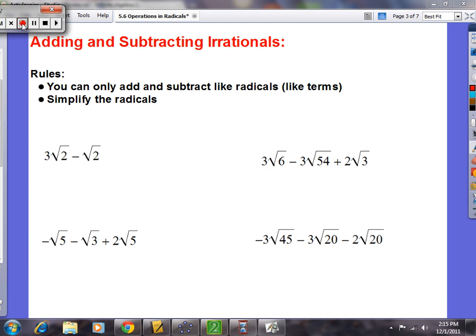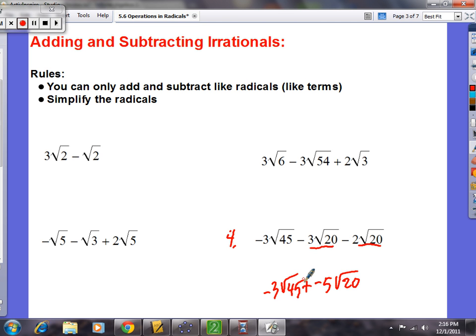First, on number 4, let's combine your like terms, which happen to be these square roots of 20. So what's negative 3 square roots of 20 minus 2 square roots of 20? Negative 5 square roots of 20. And then over here, you're going to have negative 3 square roots of 45.